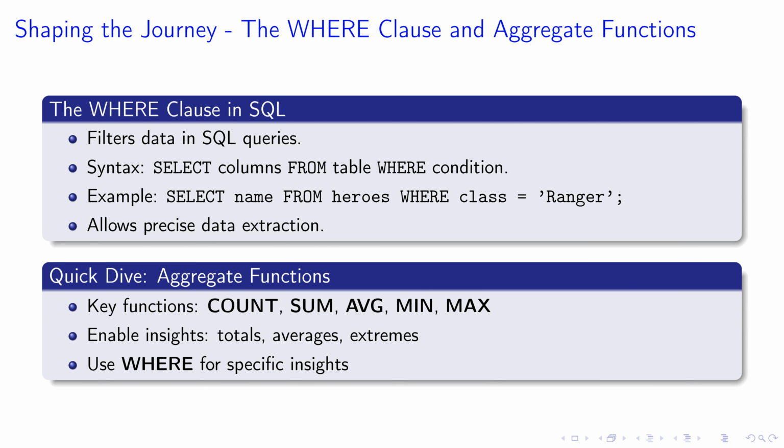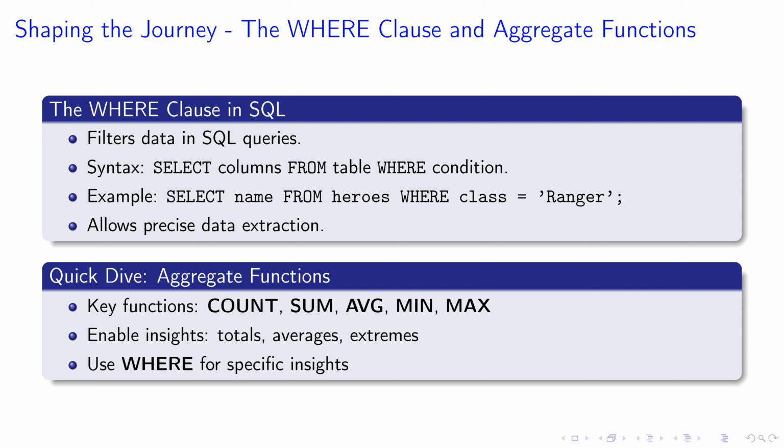manipulation. A where clause in SQL allows us to filter data based on specific conditions. It is formatted like this. Select columns from table where condition. It lets us zero in on the data we need. For example, to find all heroes who belong to the Ranger class, the query would be select name from heroes where class equals Ranger. This displays how the where clause allows us to precisely extract data.